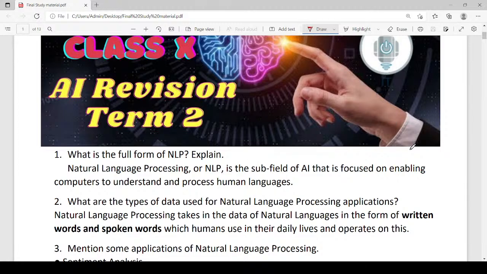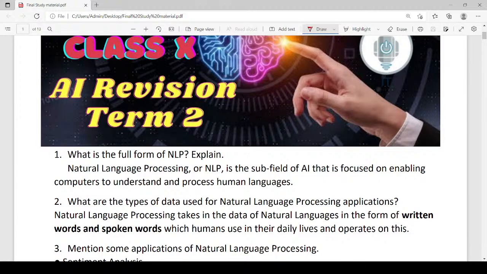Let me see the chat section. Natural language processing. Very good, Harsh. Very good, Hemshri. So this is a subfield of artificial intelligence that is focused on enabling computers to understand and process human languages. So the full form of NLP, as you all said, is natural language processing, which is a subfield of AI that is focused on enabling the computers to understand and process human languages. This may be a 1 mark or a 2 mark question.